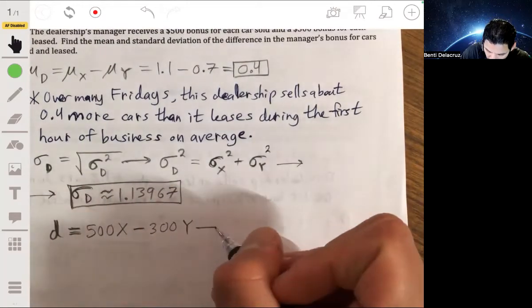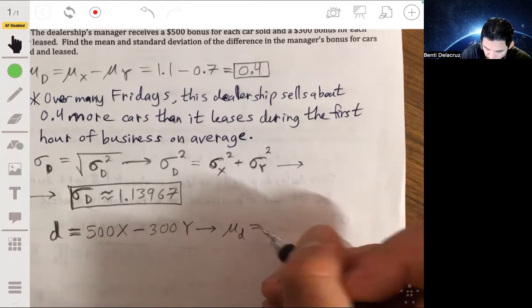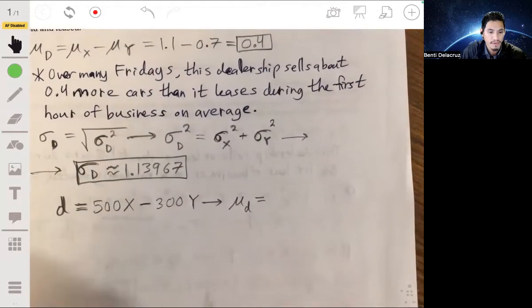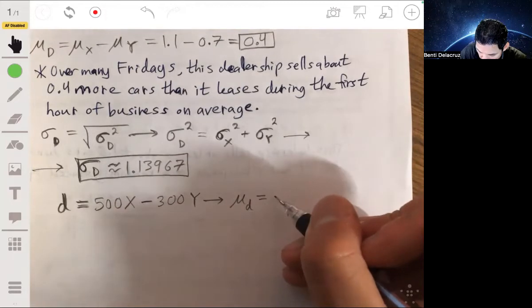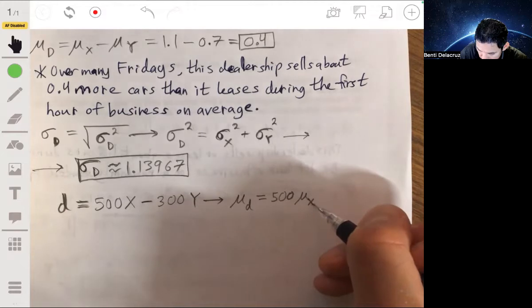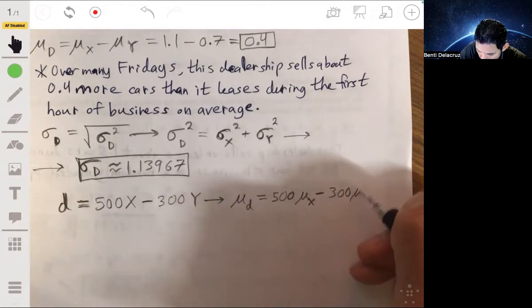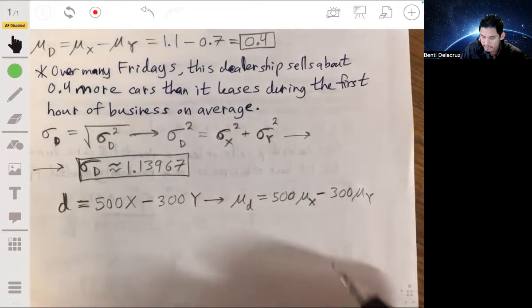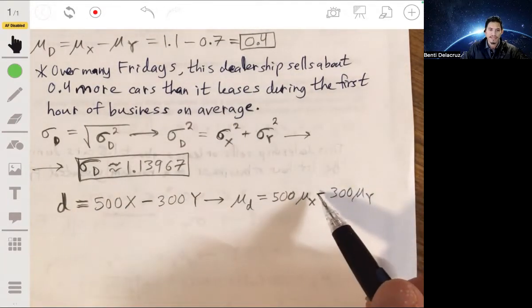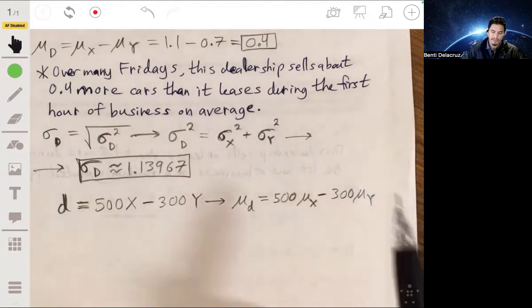And so we want to find the mean of D, so mu sub D. That'll be similar to what we did in the previous part. That'll be 500 times the mean of X minus 300 times the mean of Y. Don't worry that you're subtracting, because it's essentially the same principle as adding, because subtracting is just adding a negative number in a sense. But don't worry about having to do something different. You're just applying the same techniques.